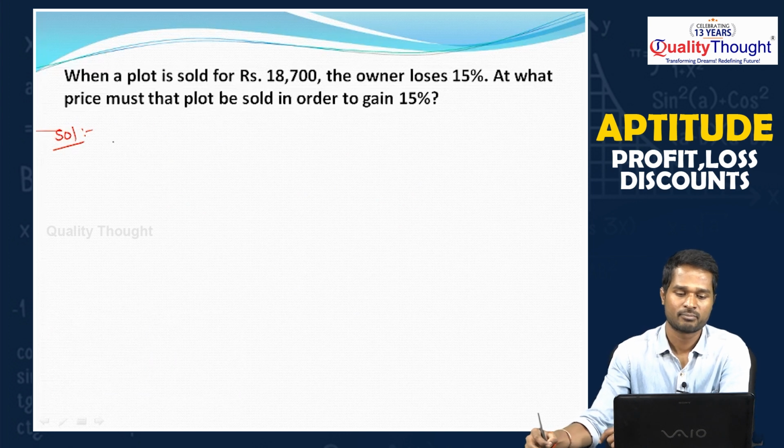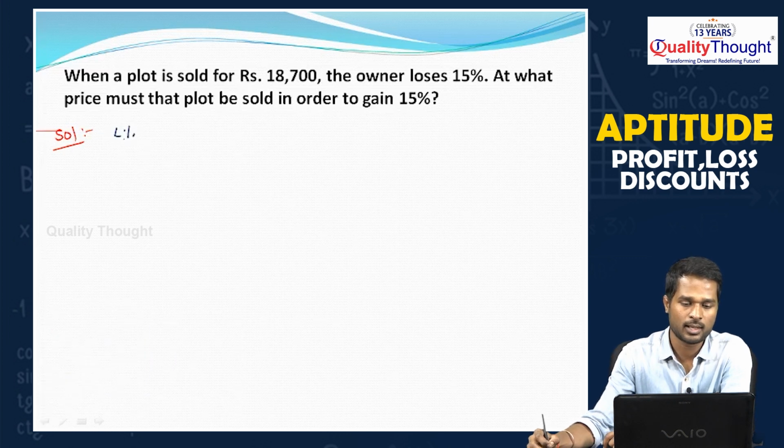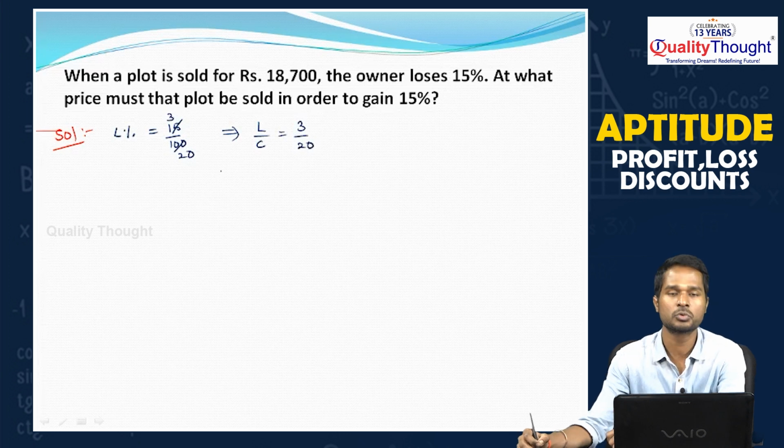See here, first case there was a loss of 15 percentage. So, the loss percentage he has given as 15 percentage, 15%, but the loss percentage is given as loss by cost price. This is 5 3s are 15, 5 20s are 100. So, loss by cost price is nothing but 3 by 20. So, this is the case.